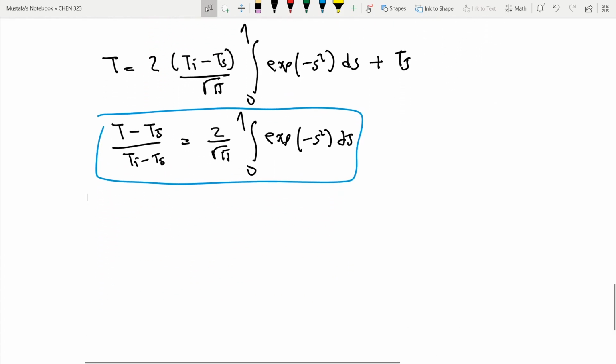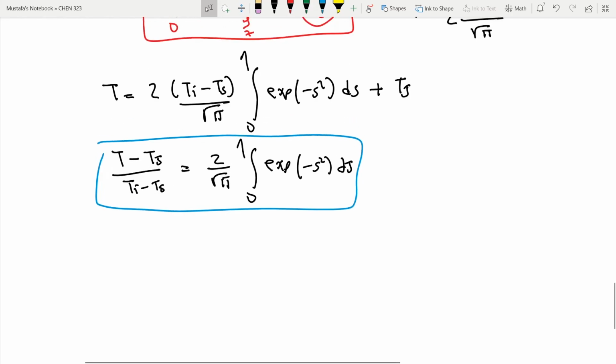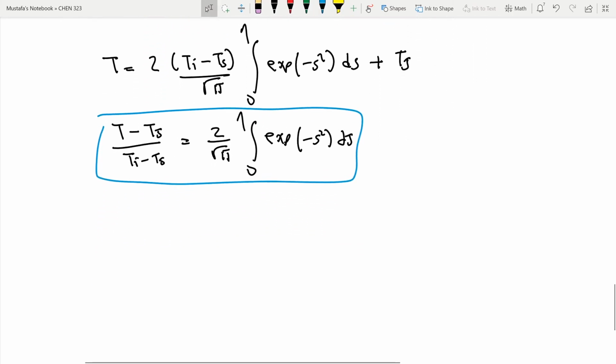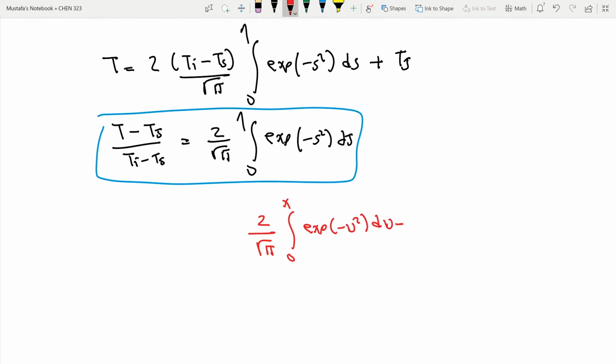However, before I go further, I want you to realize one more thing. I explained what the integral is when it goes from 0 to infinity: it is equal to square root of pi over 2. But an integral of this form, as side information, 2 over square root of pi, integral from 0 to x of exponential minus u squared du, has a special name. It's called the error function.